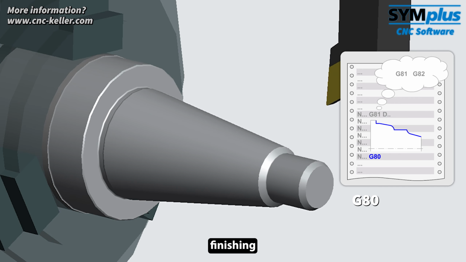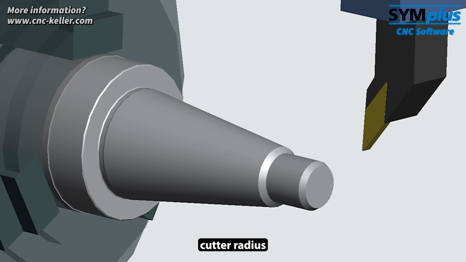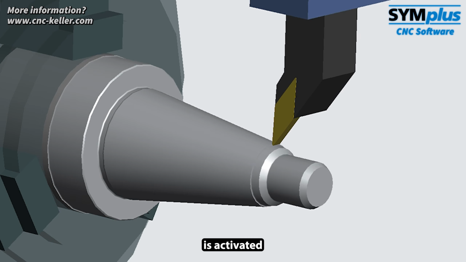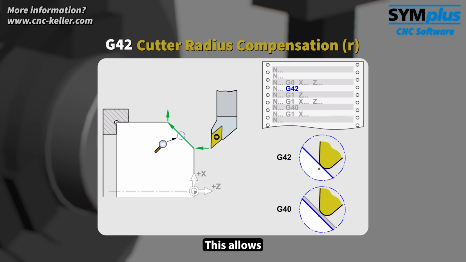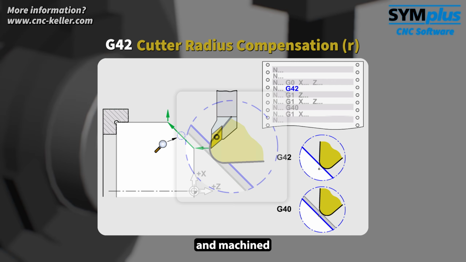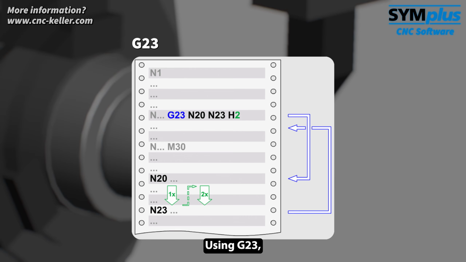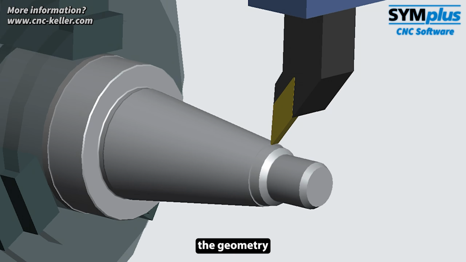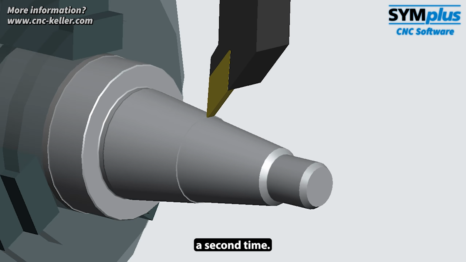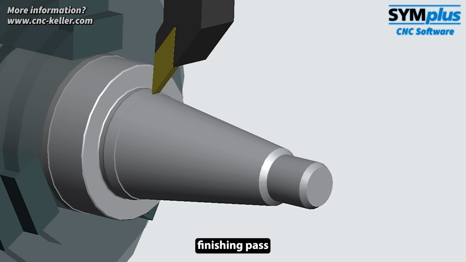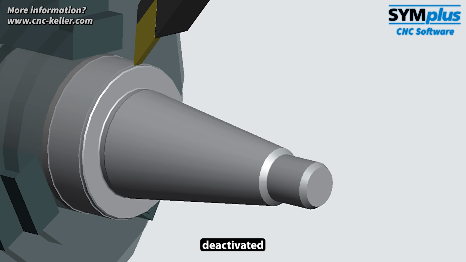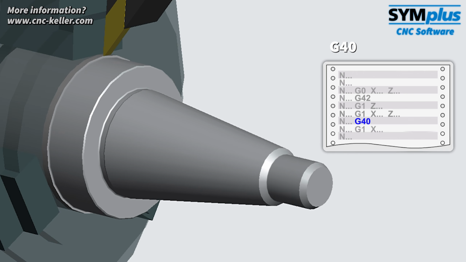For the subsequent finishing operation, right-hand cutter radius compensation is activated using G42. This allows the control to take the tool nose radius into account and machine the contour precisely to final size. Using G23, the program section repeat, the contour blocks from the roughing operation are called again. This means the geometry does not need to be programmed a second time. After the finishing pass, cutter radius compensation is deactivated again with G40.